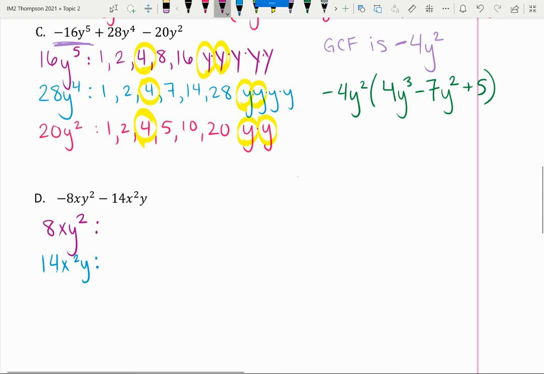All right, so all of the things that multiply to 8. Now I know some of you are at the point where you might not have to make this list. That's okay. You go for it. All right, 8. All the things that go into 8: 1, 2, 4, and 8. Now I've got an x and y squared, so that's y times y. For 14: 1, 2, 7, 14. This time I have x squared, so that's x times x, and then a y.